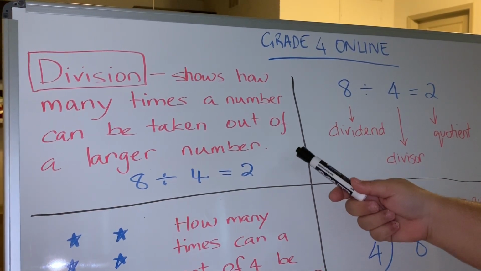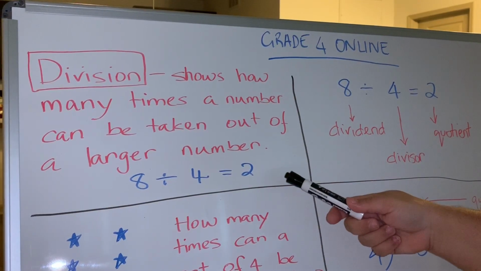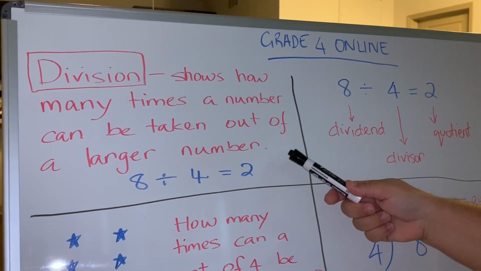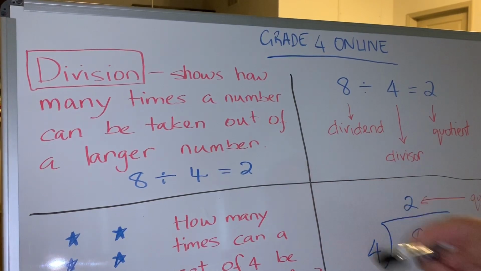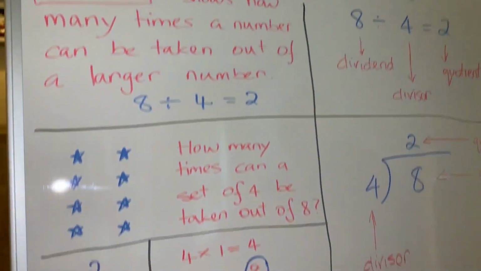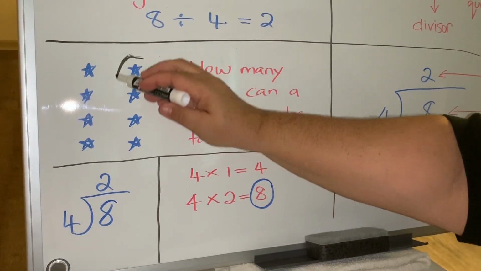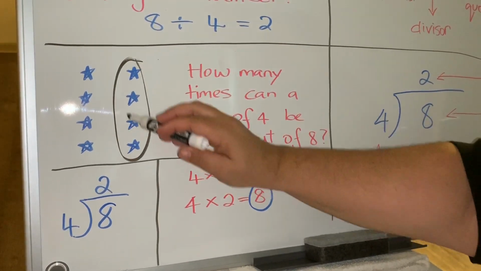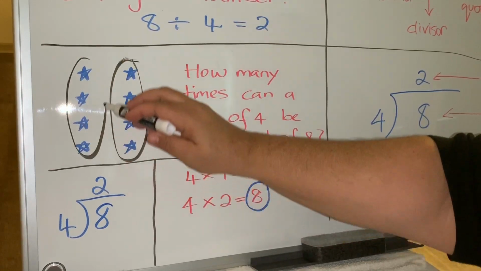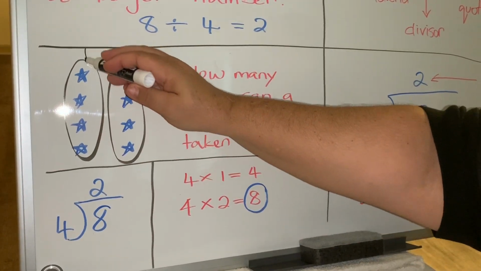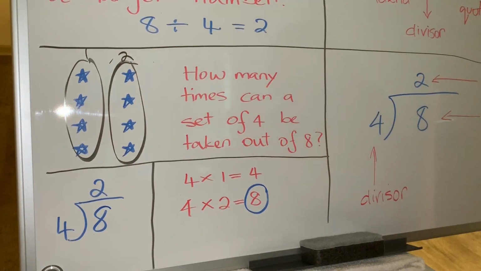And so if we were to take 4 out of 8, we would be able to take 4 out 2 times. Example. How many times can a set of 4 come out of 8? 1, 2, 3, 4. We have one set of 4. 1, 2, 3, 4. We have another set of 4. 4 can come out of 8 2 times.